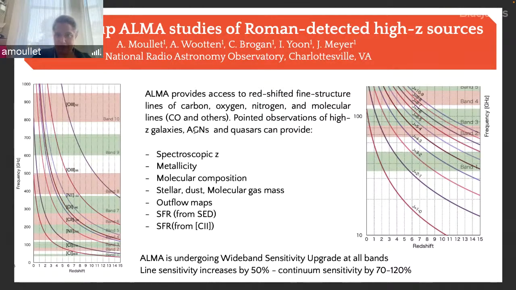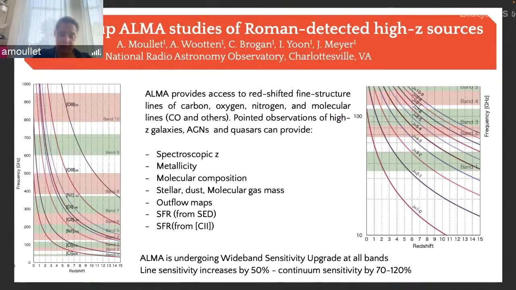I'm Aurélie Goulet. I'm a staff scientist at NRAO. With a few colleagues at the North American ALMA Science Center, we put together this poster to remind people how ALMA is a great instrument to follow up on detection of high-Z sources: high-Z galaxies, AGNs, quasars. I put two plots showing how different atomic and ionized lines are detected at different Z across different bands of ALMA, and on the right, the CO transitions that can be observed at different redshifts.